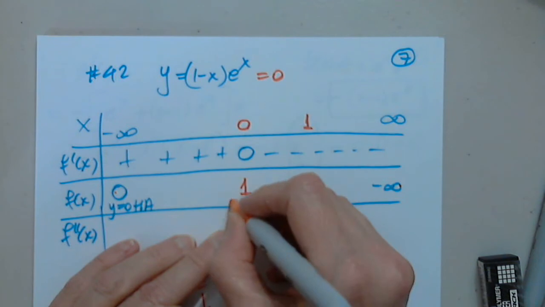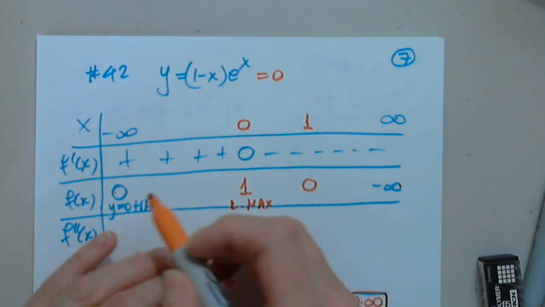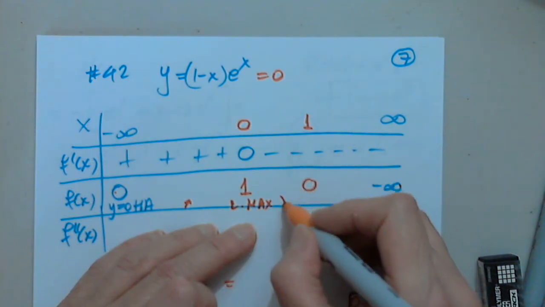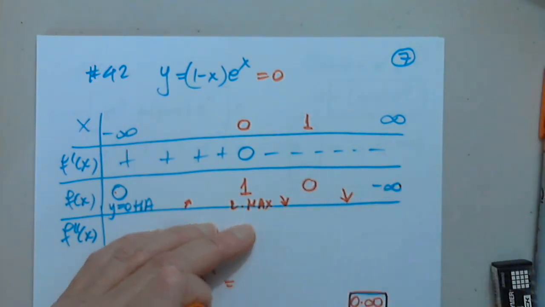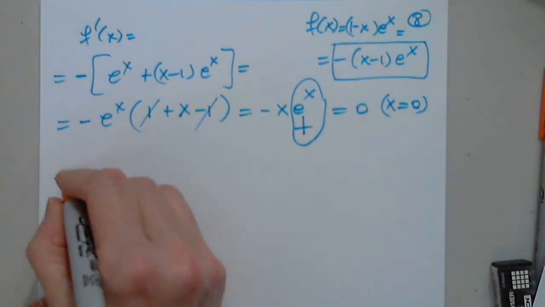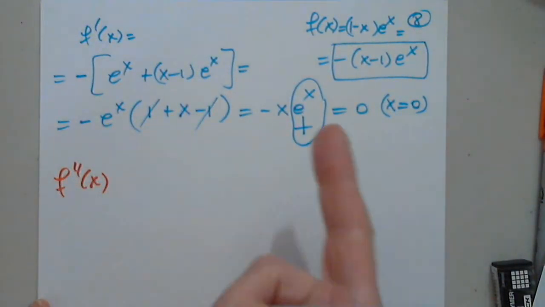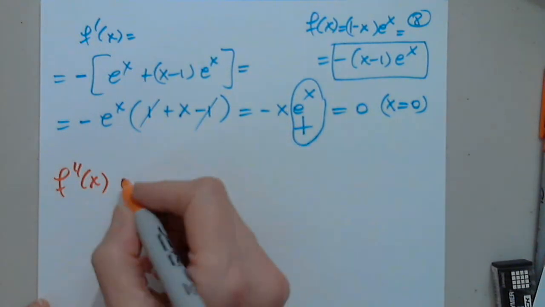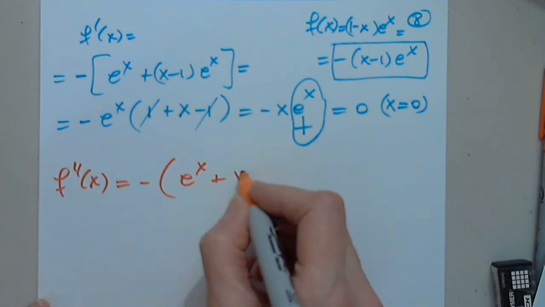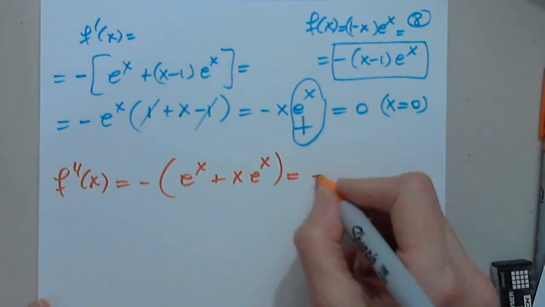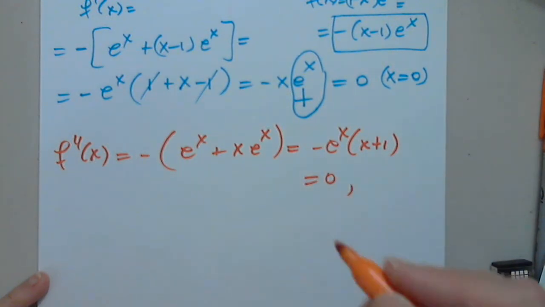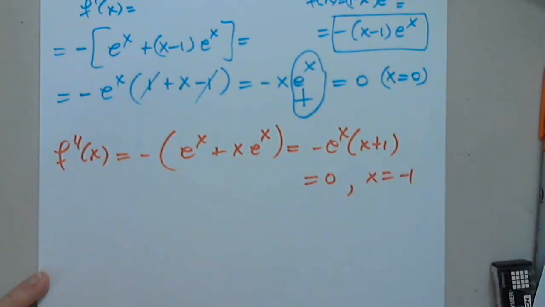So this is definitely a local max. From 0 to 1, yes, that's okay. From 1 to 0, yes. From 0 to negative infinity, yes. Second derivative. This is the first. Very nice. So negative 1 e to the x plus x e to the x, and this is negative e to the x and x plus 1. And this is 0 only when x is negative 1.